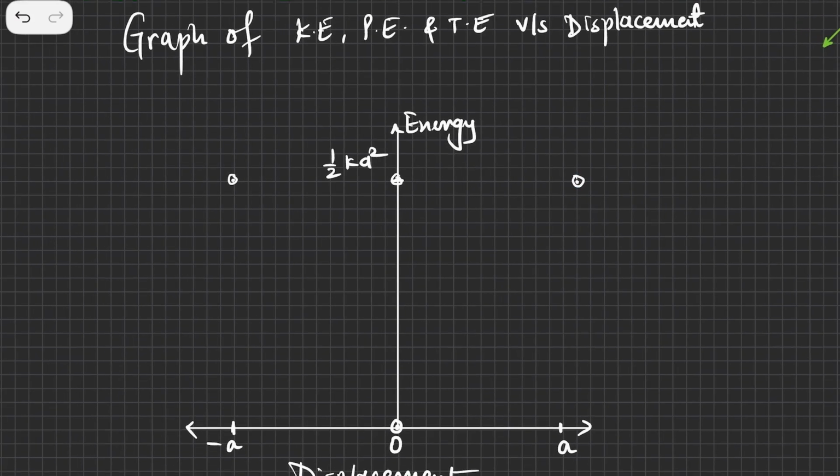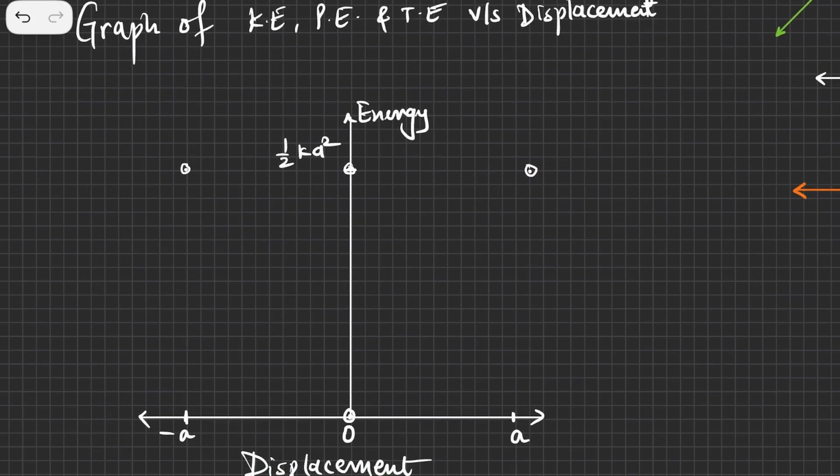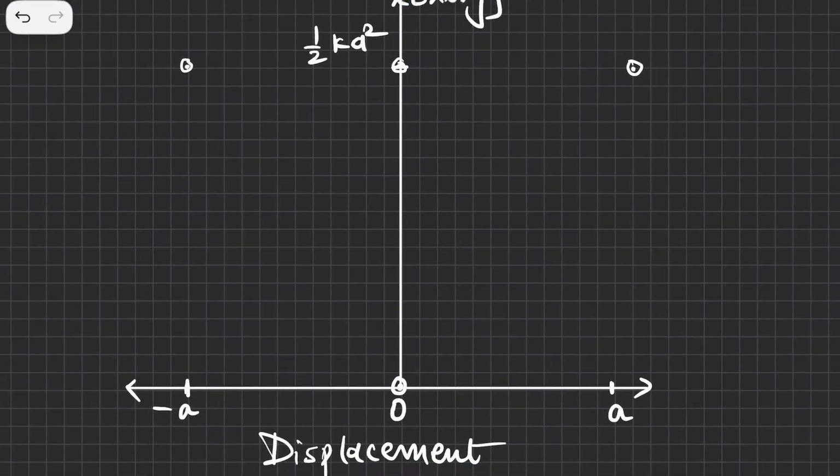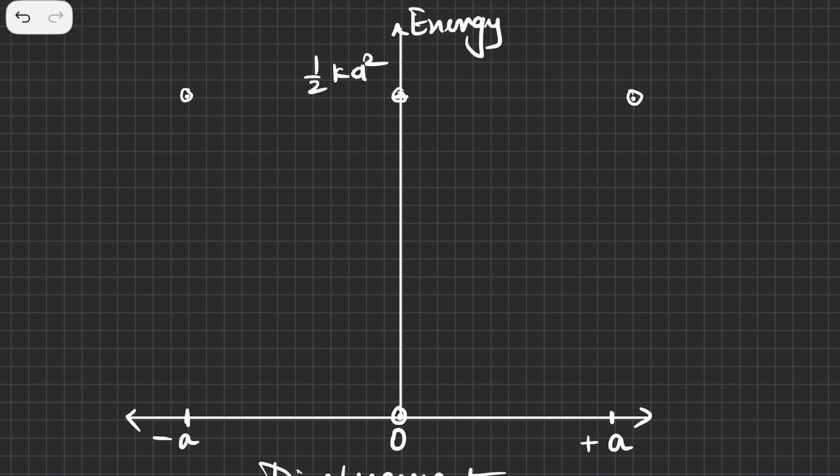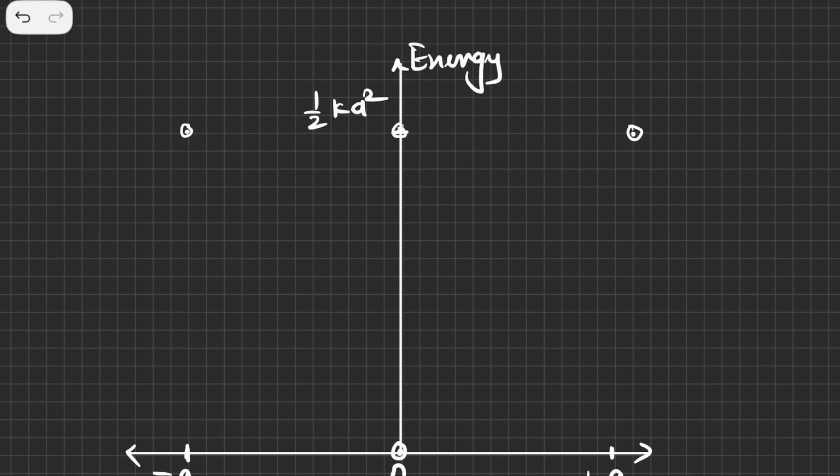So just watch what I'm trying to explain to you. My x-axis is my displacement axis, and the displacement could be plus a and could be minus a as well. I've just not written plus over here, so I'll write plus a or minus a. Now, my y-axis is my energy axis. So if you can see, I have plotted energy, and the maximum energy is half k a square, that is the total energy.